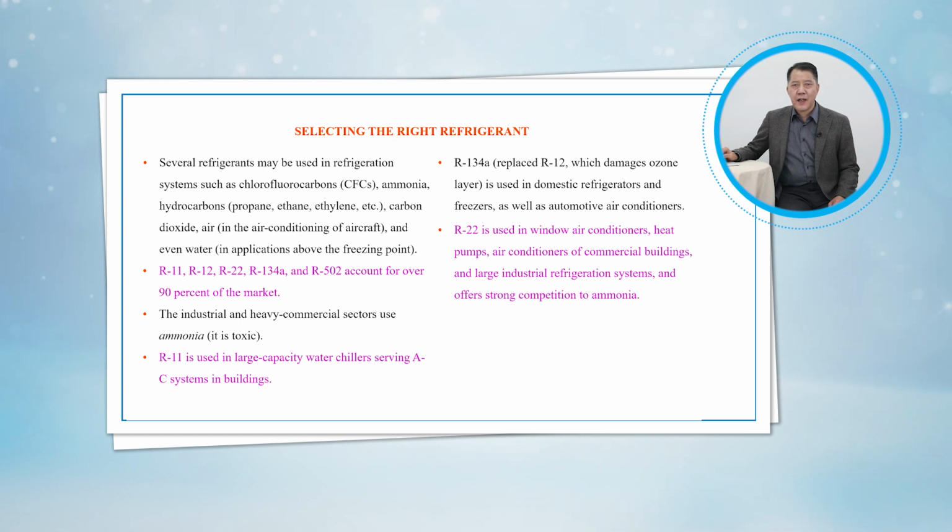R22 is being phased out because it is ozone depleting. R410A and R407C are among the common alternatives to R22 in residential and commercial air conditioning and refrigeration applications. R410A is the most common refrigerant for new installations due to high efficiency and no ozone depletion potential.